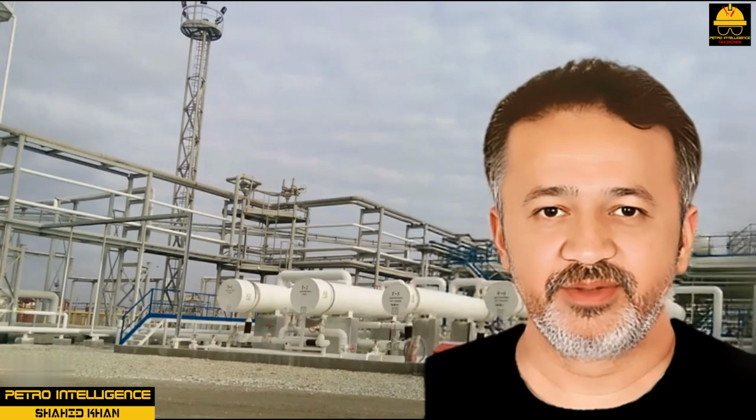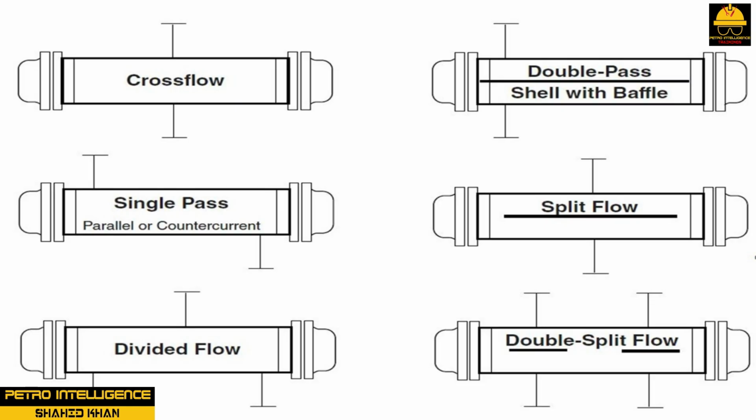Shell. The shell can be classified as single pass, double pass, split flow, double split flow, divided flow, kettle, or cross flow as shown in the picture. The shell is designed to operate at a specific temperature and pressure, which are clearly marked on the manufacturer's code stamp plate. Process technicians can determine the type of shell flow by the positions of the inlet and outlet ports.